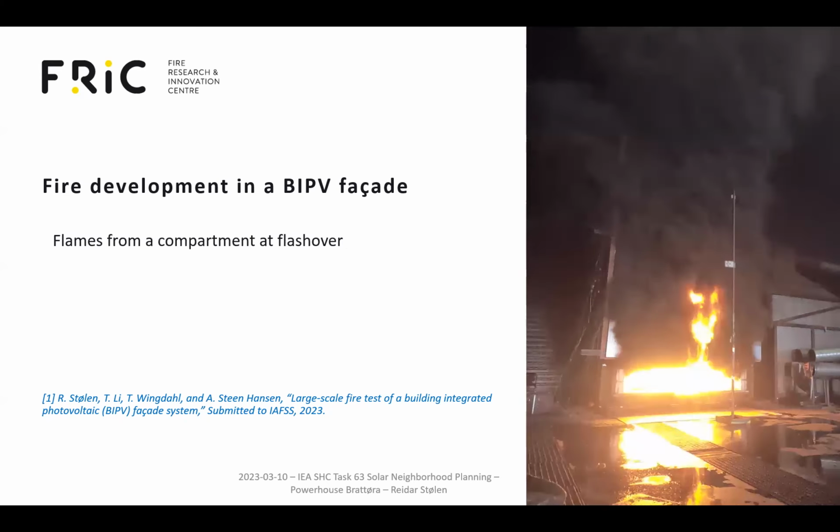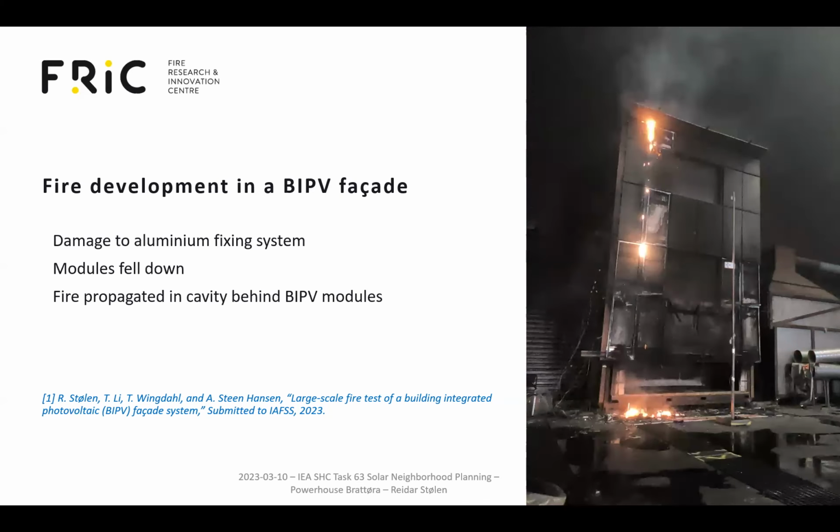And let's see, now the fire started, and this room is going into flashover, and these flames are exposing at least the lower 2 rows of PV modules, and the black smoke covers everything else, so you can't really see much of what is going on. But afterwards, when this fire was finished, you could see that the 2 lower rows of modules were completely damaged, and the aluminium fixing system was melted, and the glass had broken and fallen down.